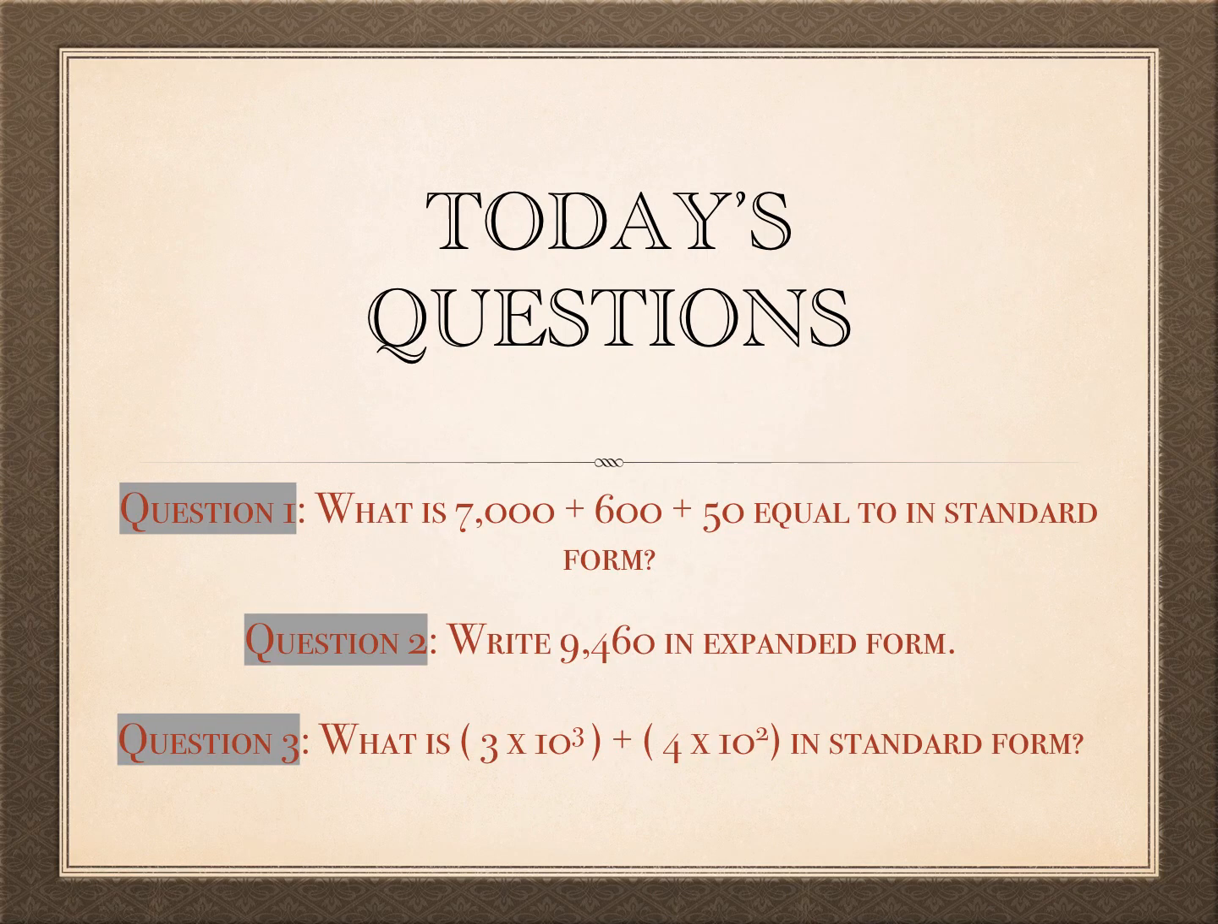Your today's questions will be question 1, what is 7,000 plus 600 plus 50 equal to in standard form? Question 2, write 9,460 in expanded form. And question 3, what is 3 times 10 to the third plus 4 times 10 to the second in standard form?